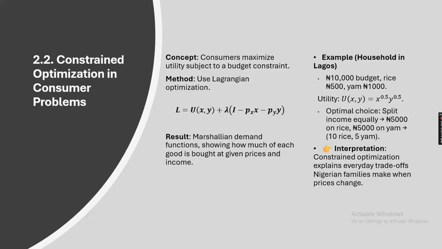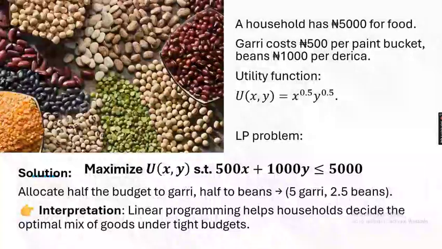The optimal choice splits income equally, 5,000 naira on rice and 5,000 naira on yam, giving 10 rice and 5 yam. This demonstrates how constrained optimization explains everyday trade-offs Nigerian families make when prices change.